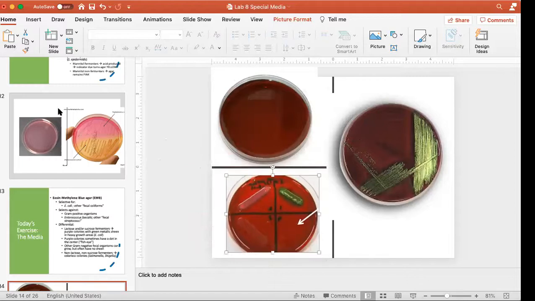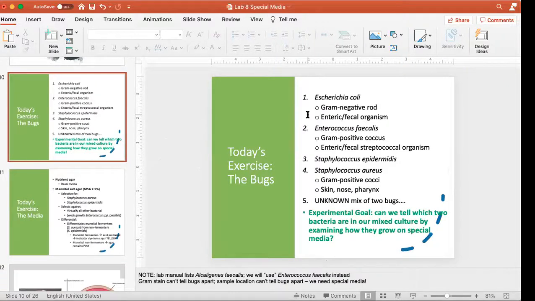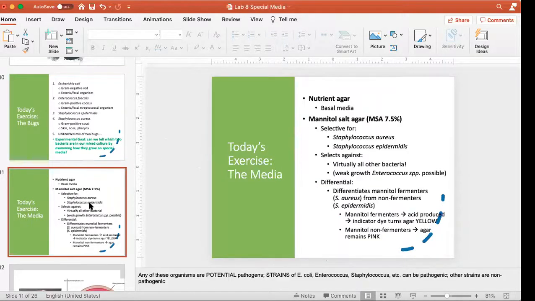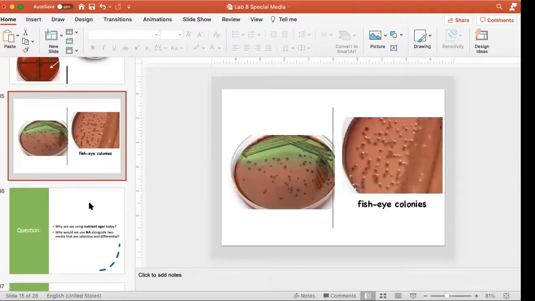So we have 2 types of agar today that are selective and differential. And if you go back and look at the possible organisms that are going to be in the mixed unknown culture, here's E. coli. Here's another fecal organism, but it's gram-positive. And then we have 2 organisms that we know can grow on MSA. So by streaking our 2 unknown organisms, we should be able to know what they are.